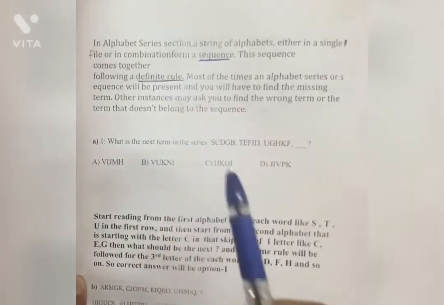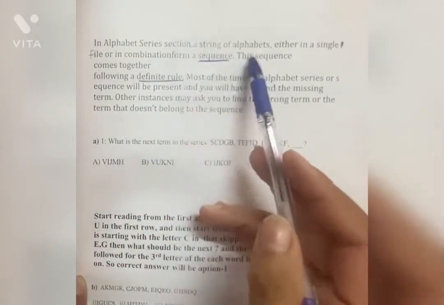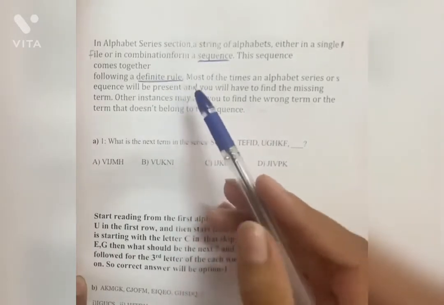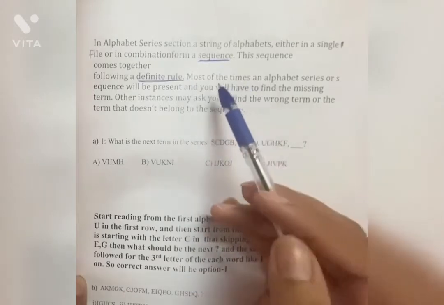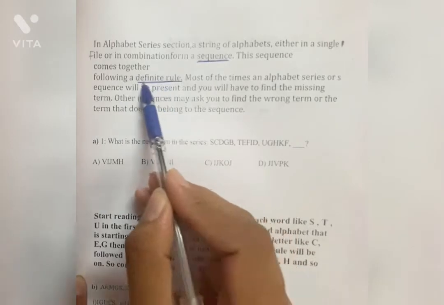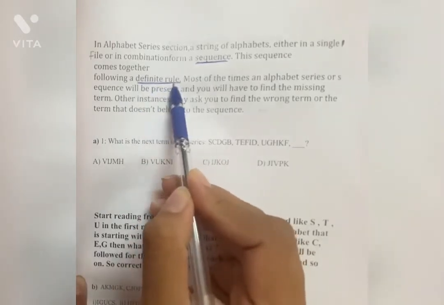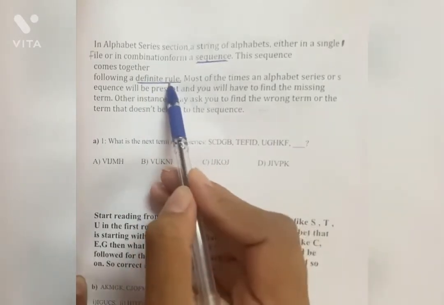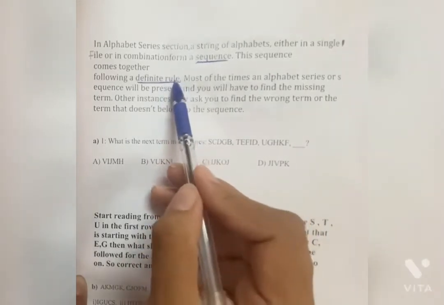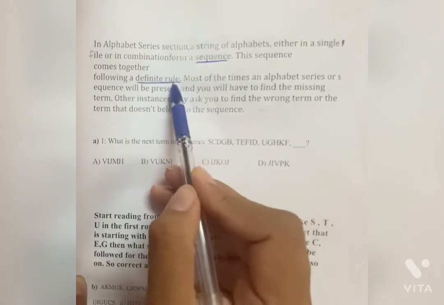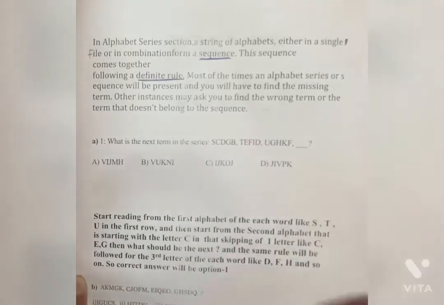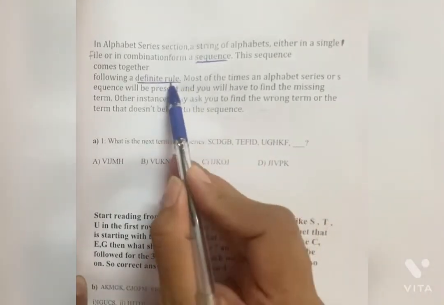Students, in any alphabetical series, whether it is with the third letter missing, or whether you have to find the next term, there must be a definite rule. A particular rule must be there. You can't solve any series without this rule. It can be any type of series, but it is the condition that it is formed with a particular pattern, a particular rule, a definite rule.